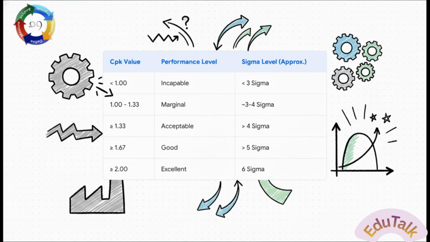If your CPK is less than 1, your process is just not capable of meeting customer specs. It's a failing grade. Many industries will tell you that a CPK of at least 1.33 is the minimum acceptable level. And if you hit a CPK of 2.0, well, that is truly world-class Six Sigma performance.